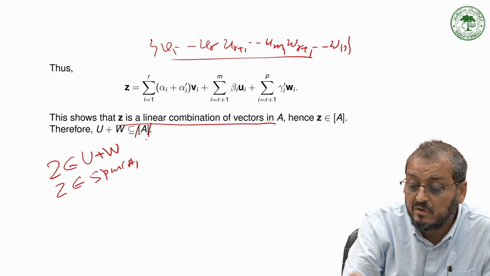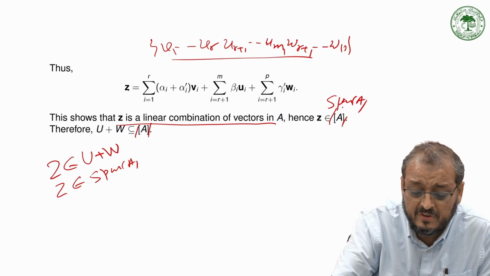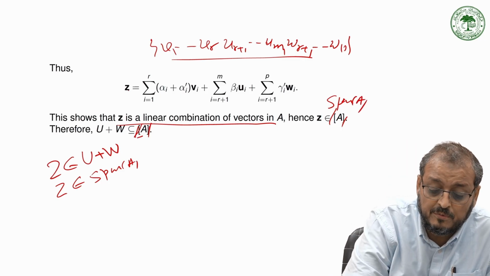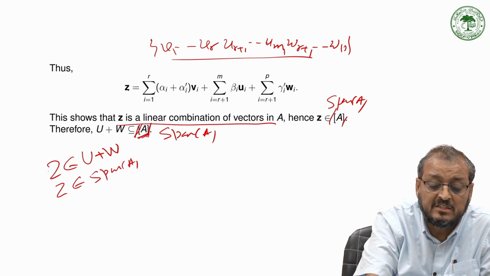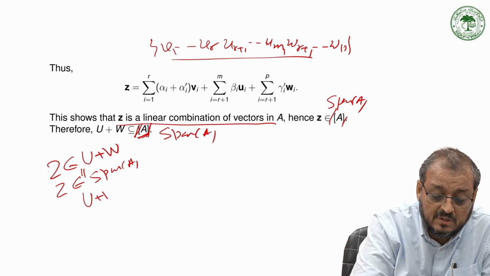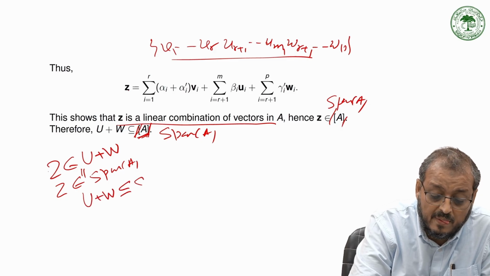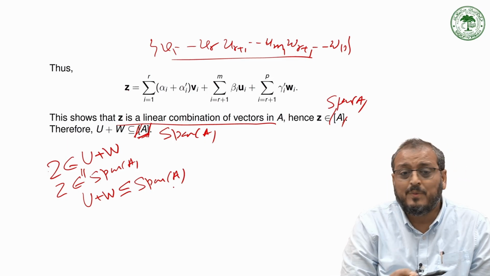This is not correct. We have to note some notation: this is the span of A. So we are assuming the Z in this, and then show that this Z implies that. So this means we can say that U plus W is contained in the span of A. Now the reverse part is very trivial.